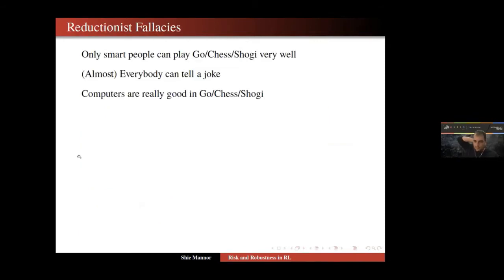So let me start with the reductionist fallacy. Those are 3 sentences I think everybody would agree with. Only smart people can play chess very well. I'm sure you agree that to be a good chess player, you need to be very smart. You also agree that almost everybody can tell a joke. And you also agree that computers are really good at chess. I mean, definitely better than humans. So the reductionist fallacy is that because telling jokes is easy for humans, and computers are very smart in the sense that they play chess, then the logical conclusion must be that a computer can easily tell a joke. I know how many jokes you've heard computers telling, but it's not very funny.